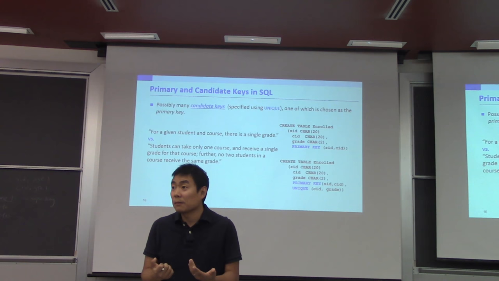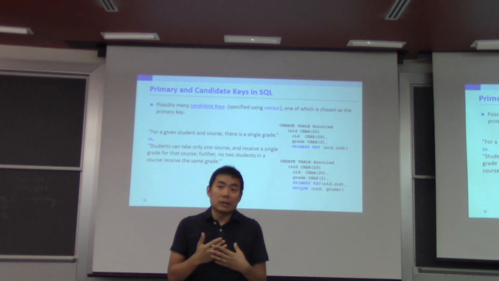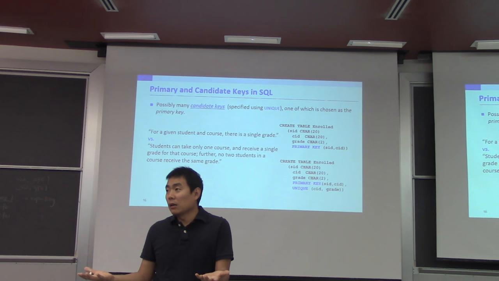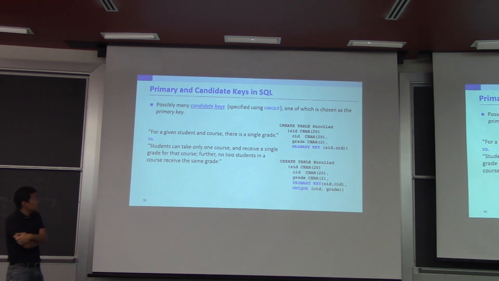But the specification says nothing about whether a student can take multiple courses or a course can have multiple students enrolling in it. So student ID by itself or course ID by itself cannot be a key. Versus the latter, if I tell you, in addition to that, a student can take only one course and receive a single grade for that course. Furthermore, no two students in a course receive the same grade.